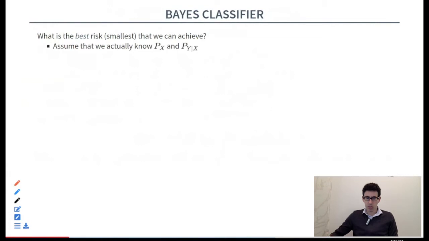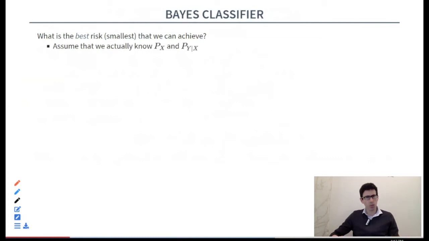And making the assumption that we actually know Px, Py given x will allow us to come up with an explicit expression for the optimal classifier that we could not have done otherwise, which is of course unrealistic because that assumption is unrealistic in the first place, but it will give us a good lower bound on the best risk that we can ever hope to achieve.